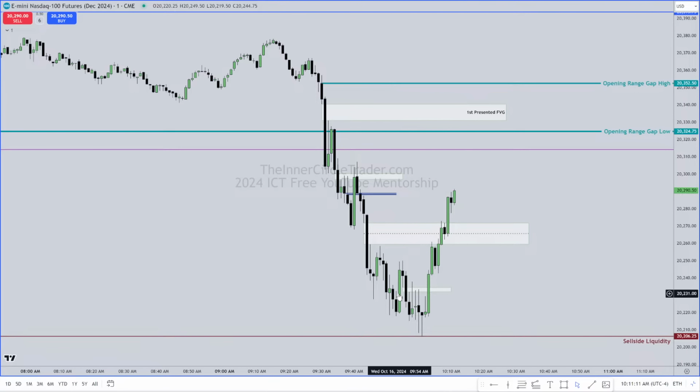So just know that if you're feeling the impulse to send me a comment asking, can you teach us how to know when it's never going to come back to the inversion fair value gap? I don't have a way to articulate that. I don't know how. That's a limitation on me as a mentor. I just don't know how to teach that.